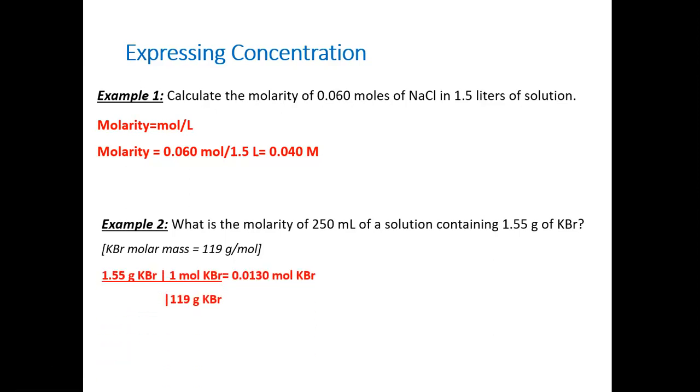So when I convert the grams to moles, I get 0.0130 moles of potassium bromide. And then to get the molarity, take the moles divided by the liters, and I get 0.052. Okay?